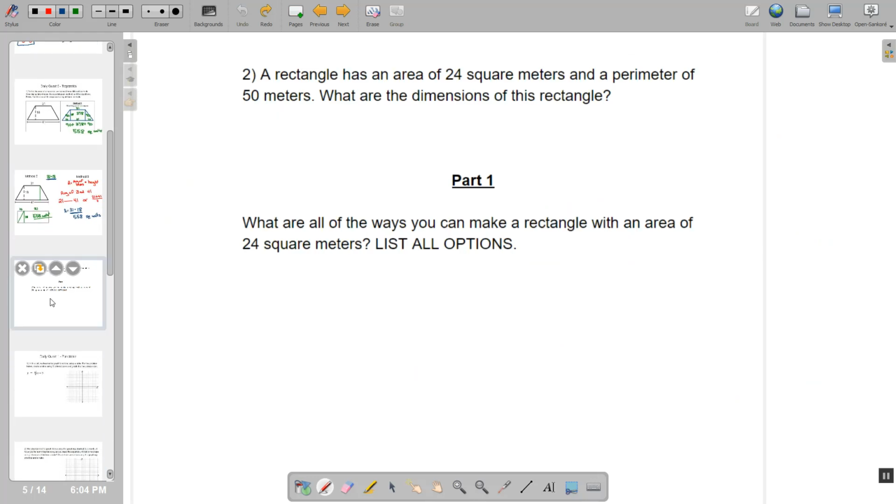Let's do our last problem of the day. A rectangle has an area of 24 square meters and a perimeter of 50 meters. What are the dimensions of this rectangle? Well, part 1 says, what are all of the ways you can make a rectangle with an area of 24 square meters? So if we need the area to be 24 square meters, there are a couple ways that we can achieve that.